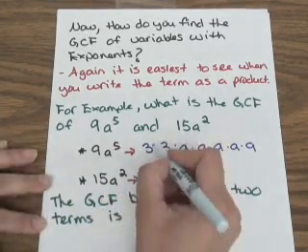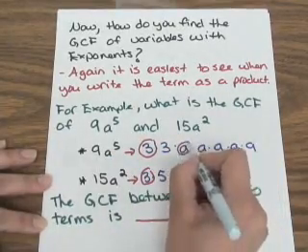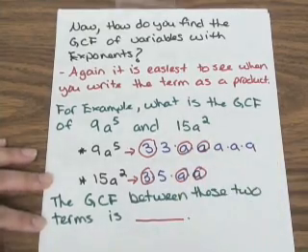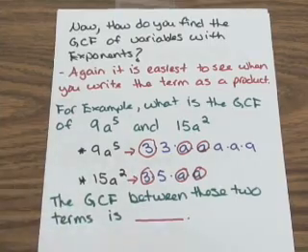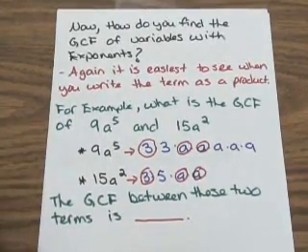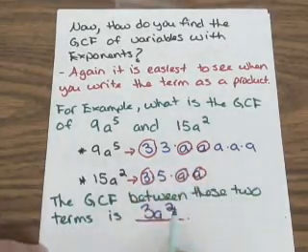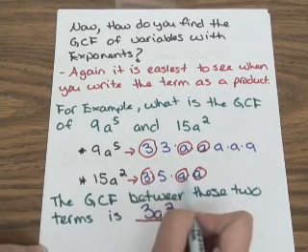They also have common factors of a's and a's. Now since they only have 2 a's in common, that means a squared can be the greatest common factor. So the GCF between these two terms would be 3a squared. Again, you're multiplying them together. 3 times a times a. A times a gives me a squared, times 3 gives me 3a squared.